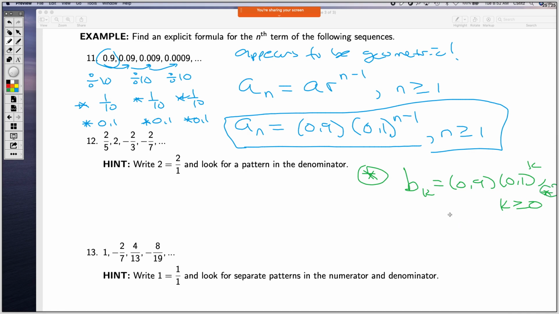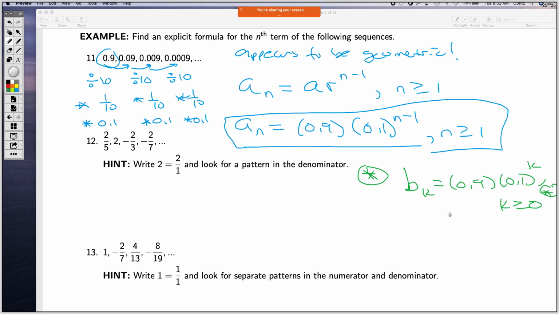So you can shift things around. If you think back to Chapter 5 when we moved things left and right on the x-axis, you can shift things back and forth and have things start elsewhere. So we have a different formula, but because the b sub k starts at k equals 0, it'll generate the same list of numbers that the a sub n does starting at n equals 1.